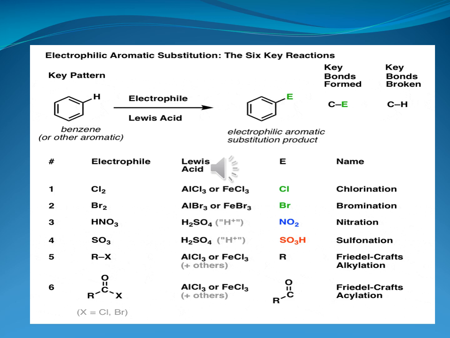Let's see different kinds of electrophiles that can react with benzene molecule and give different kinds of substitution products of the benzene molecule. So when we take chlorine as an electrophile in the presence of Lewis acid, that may be AlCl3 or FeCl3, this reaction corresponds to chlorination. When we take bromine as an electrophile in the presence of Lewis acids, that may be aluminum tribromide or FeBr3, in which bromine behaves as an electrophile, this reaction is generally known as bromination.